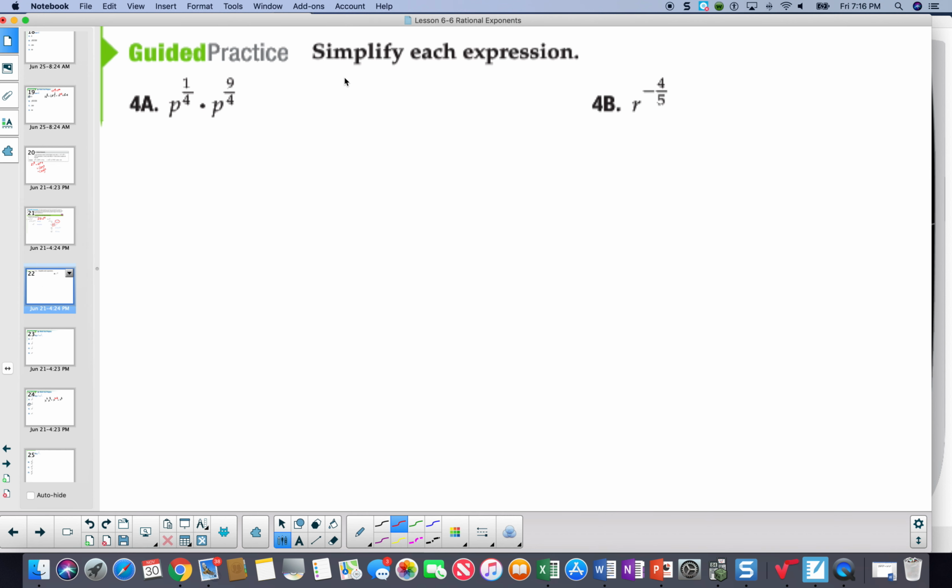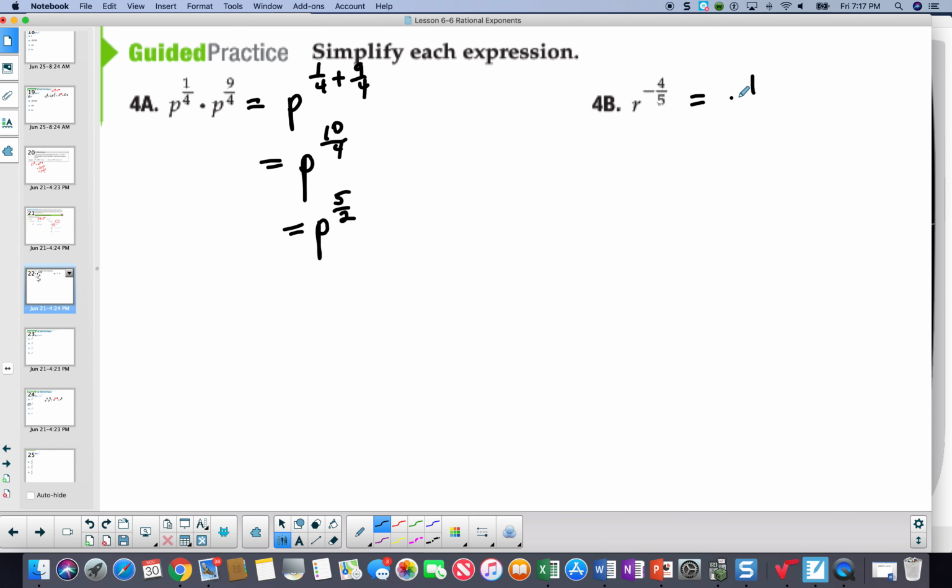All right, let me go ahead and do some problems. All I'm going to do is add the exponents since the bases are the same. So 1/4 plus 9/4, and the answer is p to the 10/4. I'd like to reduce that fraction to 5/2, and then we're done.